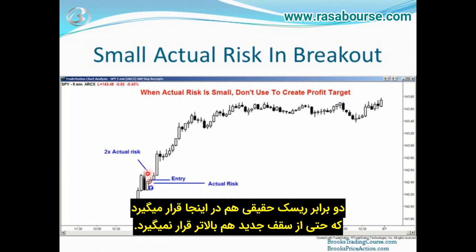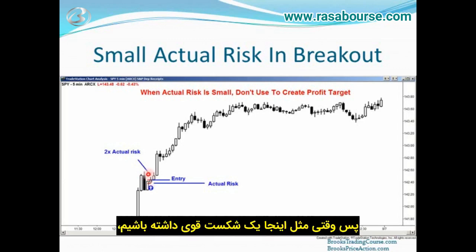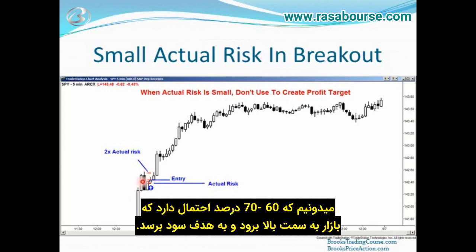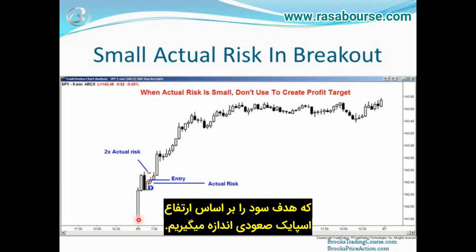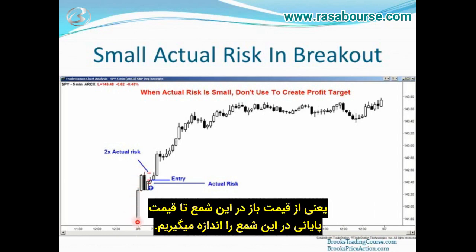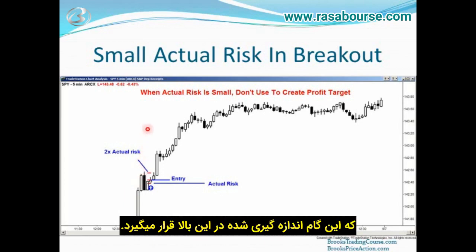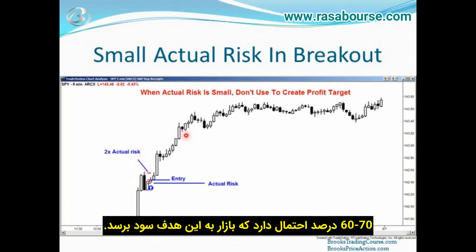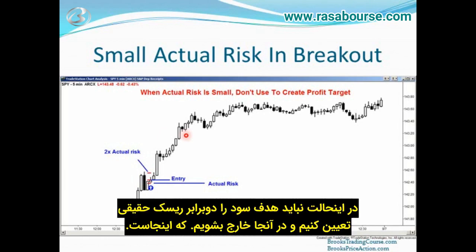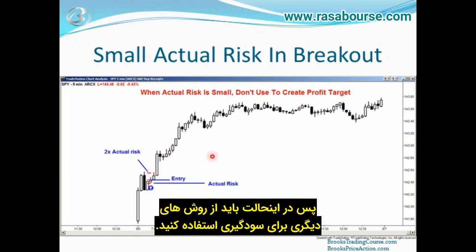It's not even at a new high of the day, right? When you see a huge breakout like this, you know that the odds are probably 60 or 70% that the market will go up to a measured move based on the height of the spike, from the open of this bar to the close of this bar. So somewhere up in here, probably 60, 70% chance the market will get there. And if that's the case, you certainly don't want to be exiting at 2 times your actual risk right here. So you have to use some other logic to find a place to begin to take profits.